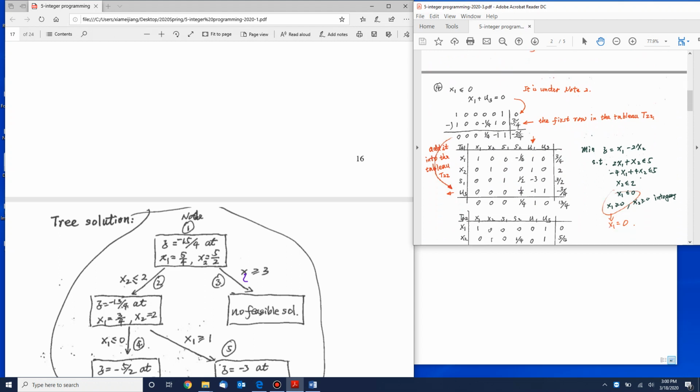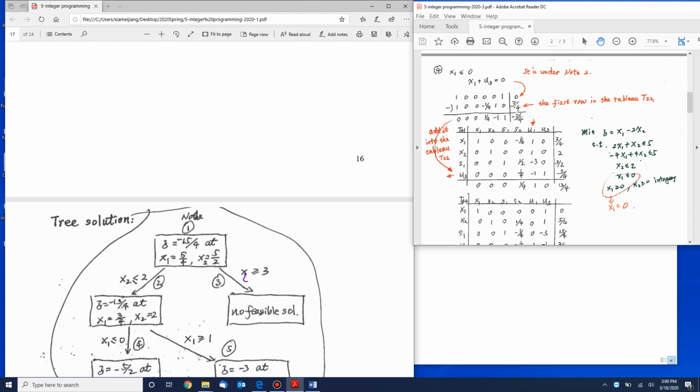Now we have the condition x1 less than or equal to 0. In this way, because we need all the integers to be non-negative, if we get the result, x1 should be 0. So here we add x1 plus u3 equals 0. It's under node 2.